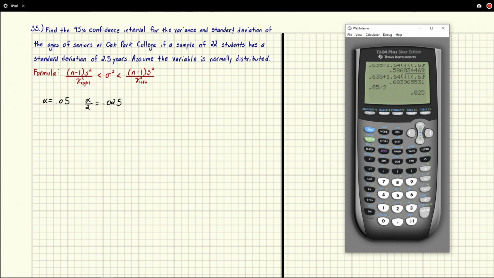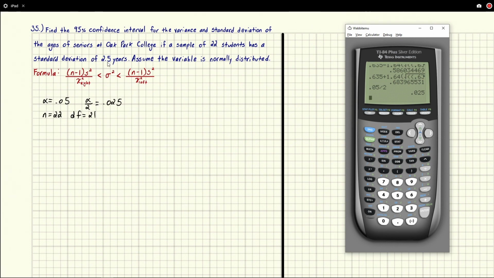And they want variance, standard deviation. Note that the formula here is for variance. You just take the square root of everything to get the standard deviation. And okay, the sample is 22, so that's important. n is 22. That means our degrees of freedom is n minus 1, so that's 21. And they have a standard deviation of 2.5 years.